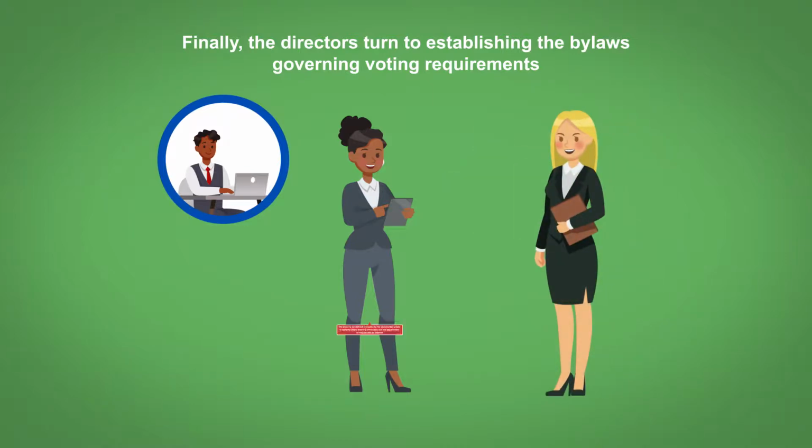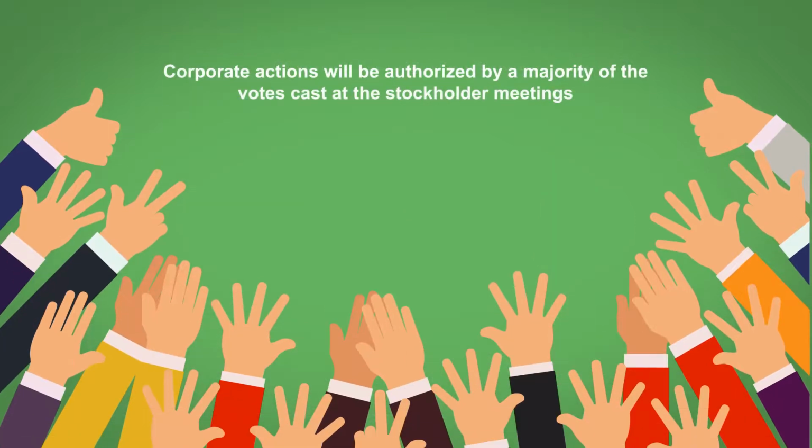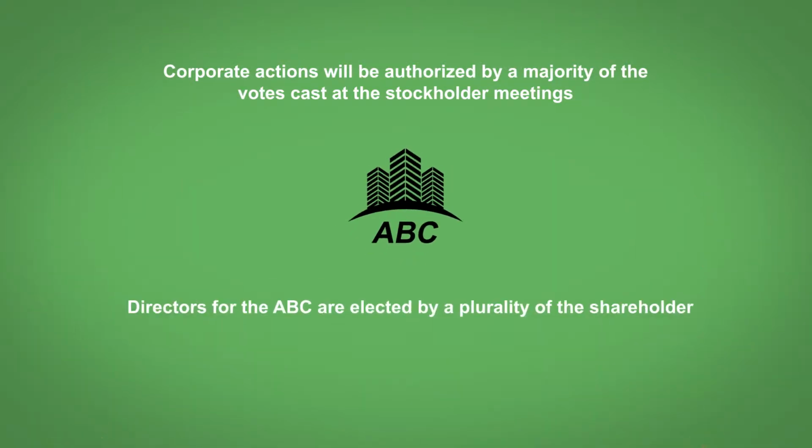The proxy is considered revocable by the shareholder unless it explicitly states that it is irrevocable and the appointment is coupled with an interest, which means that there is consideration for the proxy appointment. Corporate actions are generally authorized by a majority of the votes cast at the meeting. However, directors for ABC are elected by a plurality of the shareholder votes cast.